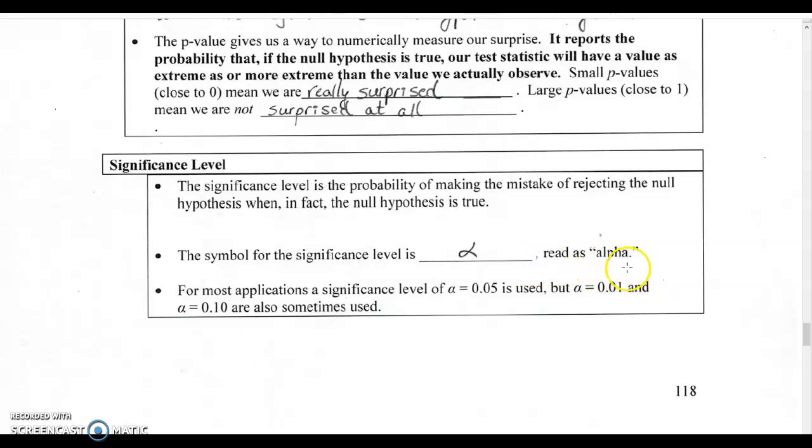We read that as alpha. This is the Greek letter alpha. For most applications, a significance level of alpha equals 0.05, so we're going to take about a 5% chance of being wrong. That means if we're outside that 2 standard deviations, outside of 95%, we'd be in that 5% range. But sometimes we want to be even more sure, like an alpha of 0.01. Or sometimes we're okay with being less sure, an alpha of 0.10. Okay, so we'll start to put this all together soon, on the next page.